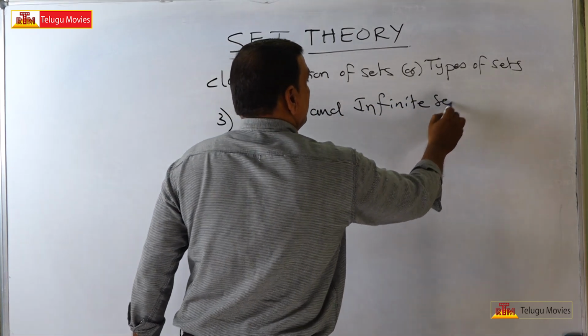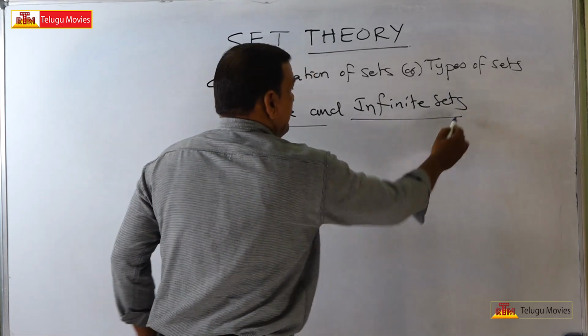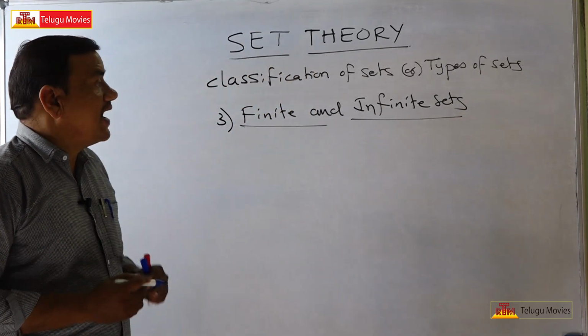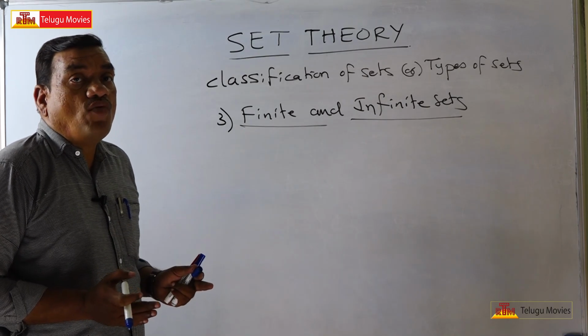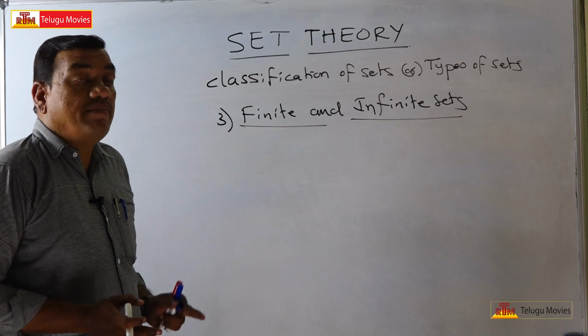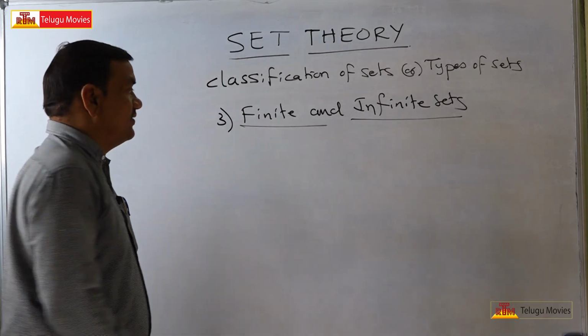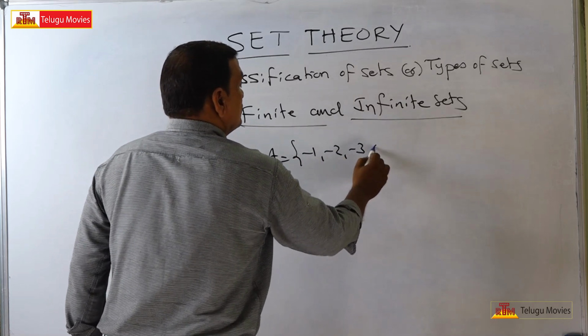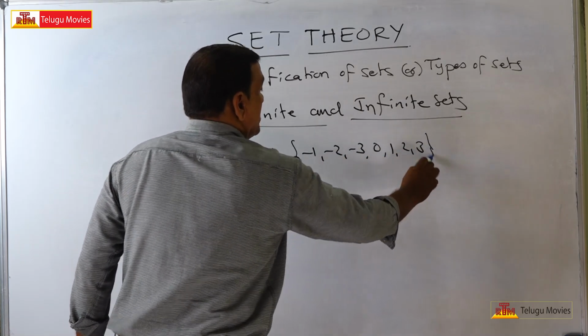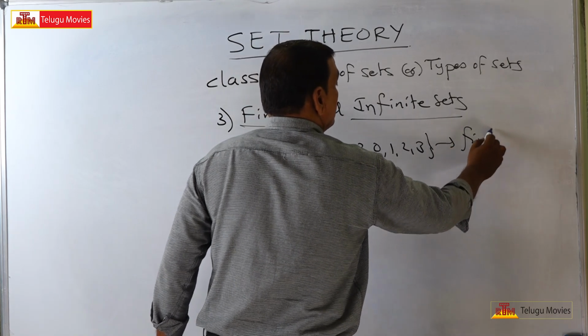Finite and infinite sets. The name itself suggests finite and infinite. If a set contains a finite number of elements, that is, a countable number of elements, that is called a finite set. For example, A = {-3, -2, -1, 0, 1, 2, 3}. It is a finite set.